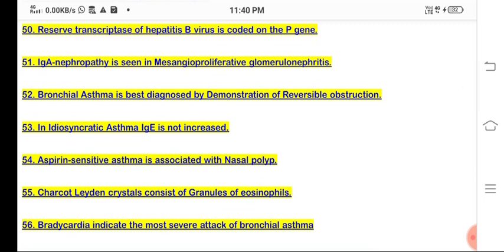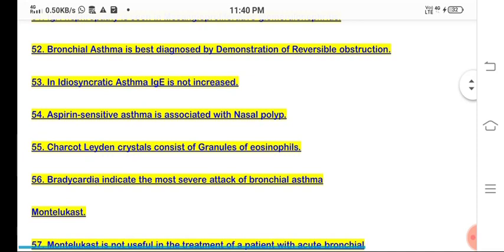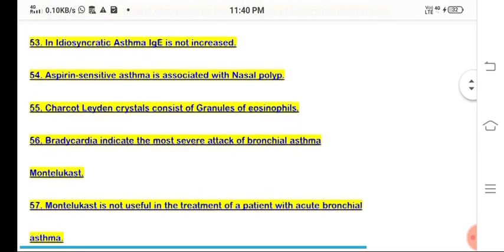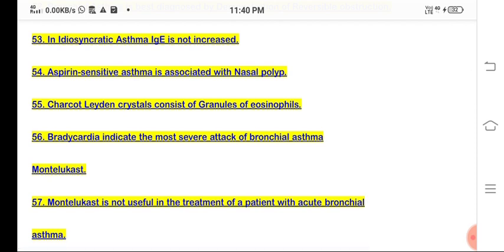Bronchial asthma is best diagnosed by demonstration of reversible obstruction. In idiosyncratic asthma, IgE is not increased. Aspirin sensitive asthma is associated with nasal polyps. Charcot Leyden crystals consist of granules of eosinophils. Bradycardia indicates the most severe attack of bronchial asthma.